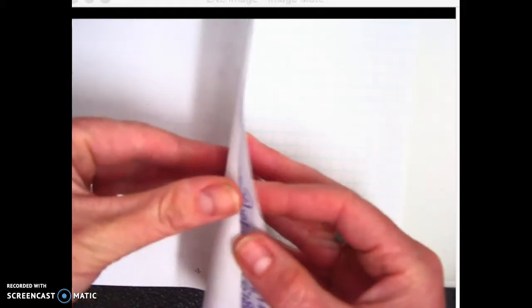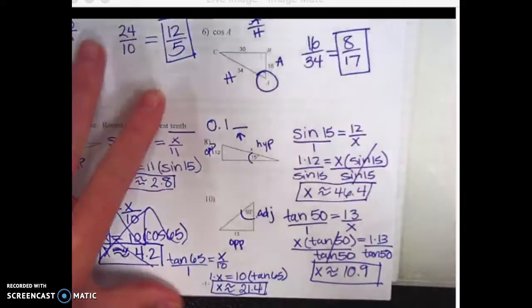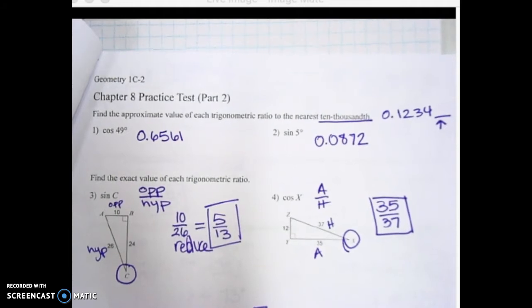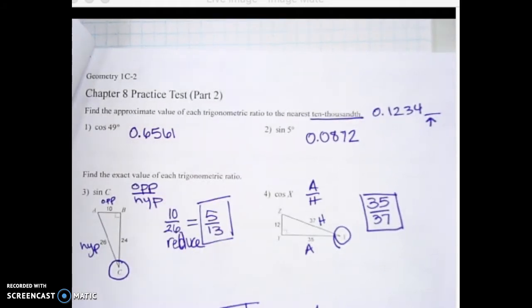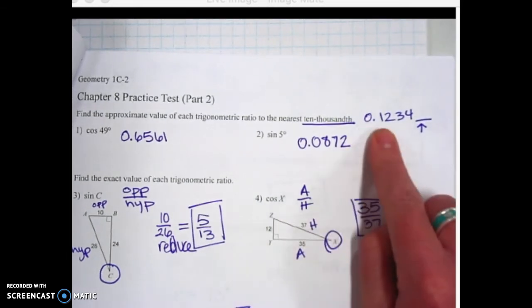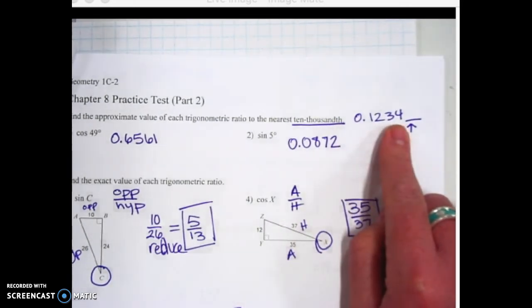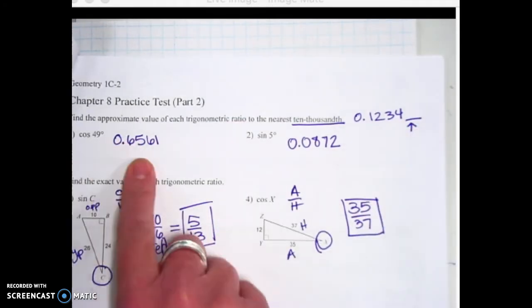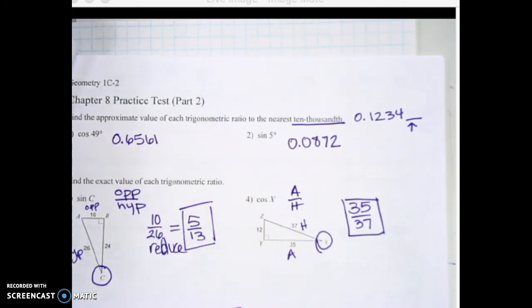So this is the Chapter 8 practice test, Part 2 for Chapter 8 in geometry. The directions for numbers 1 and 2 say find the approximate value of each trigonometric ratio to the nearest 10 thousandths. That means 4 decimal places after the decimal point, which means you look at the 5th number to decide if it stays or rounds up. So for number 1, I got 0.6561, and for number 2, I got 0.0872.